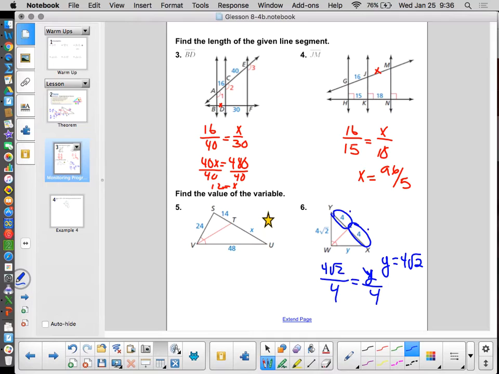Okay? Since these two are the same, then these two have to be congruent to each other as well. This one's a little more tricky, and I'm going to leave it to you to find the value of x.